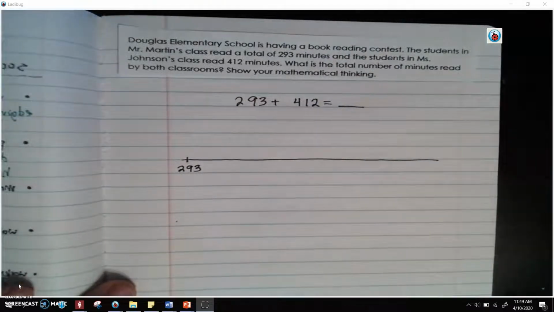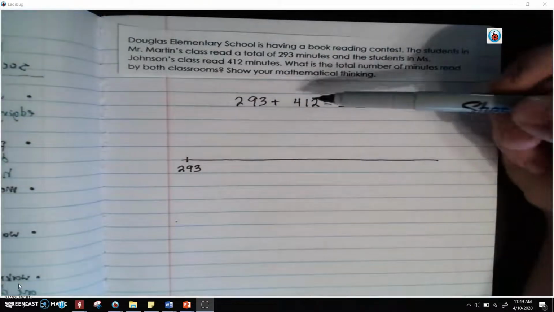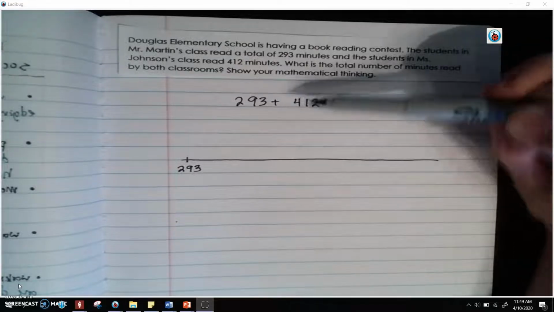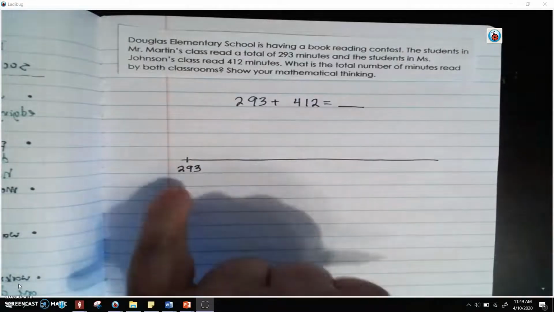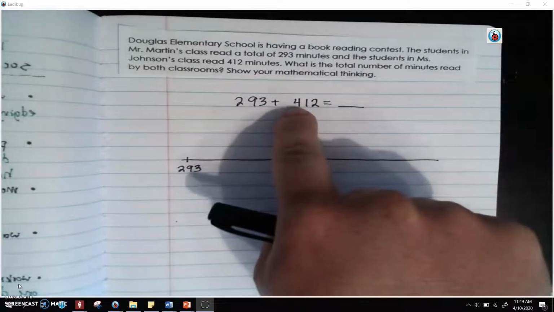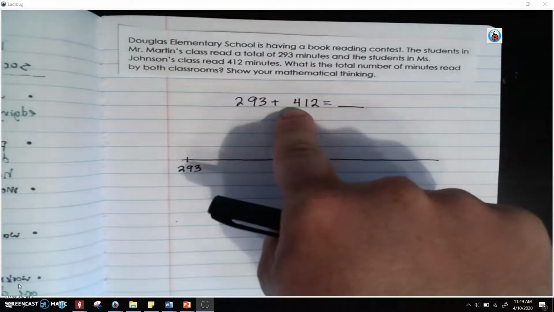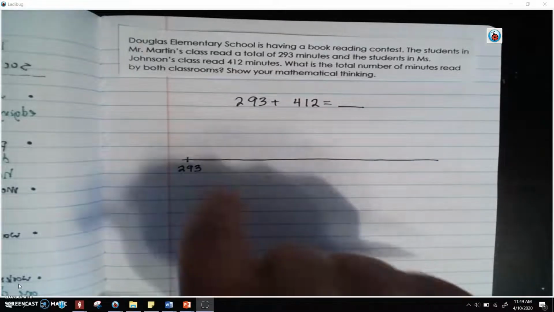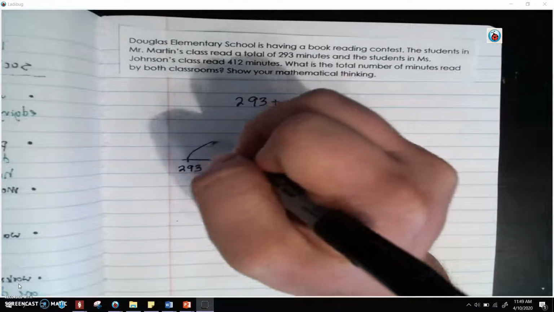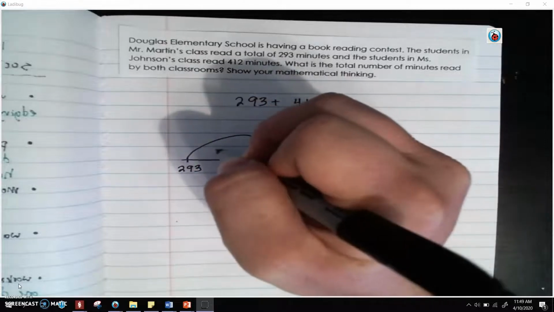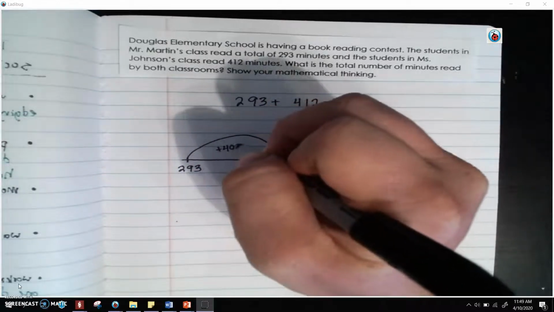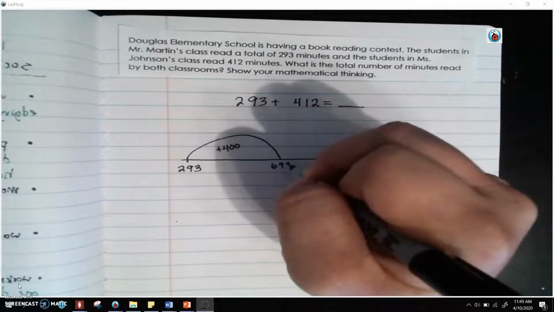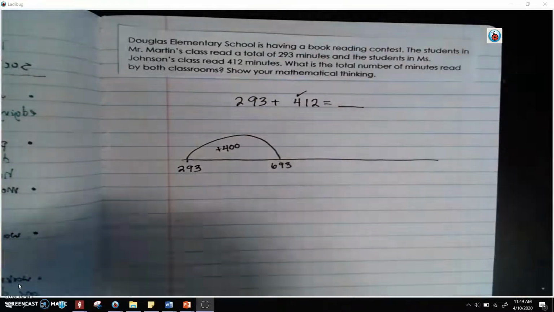293. I'm going to start by taking my hundreds first. So I know that 293, if I just look at my 200, so 200, and if I just take these hundreds here, which is 400, 200 plus 400 would give me 600, and then I can't forget about these. So 293, I'm going to do one big jump. I'm going to do plus 400. That's going to equal 693. I'm going to put a little check to show that I added my hundreds.